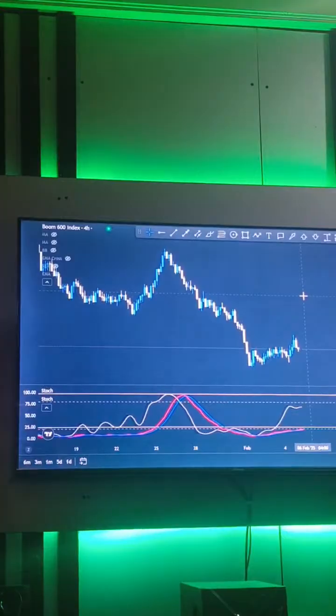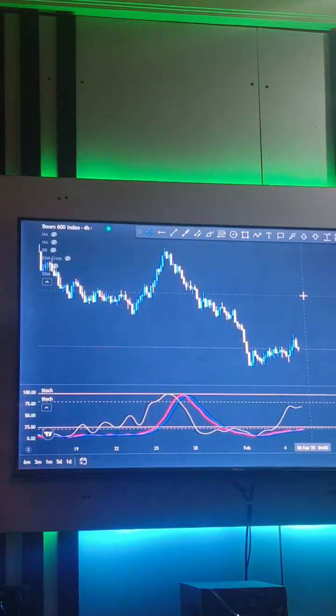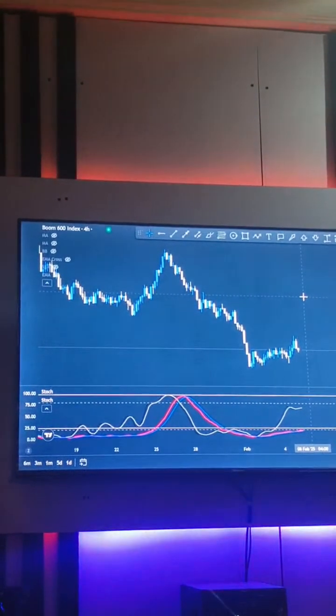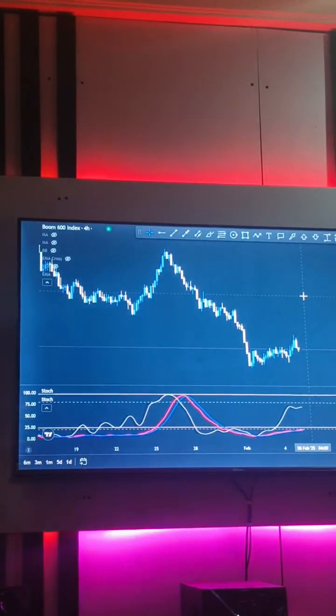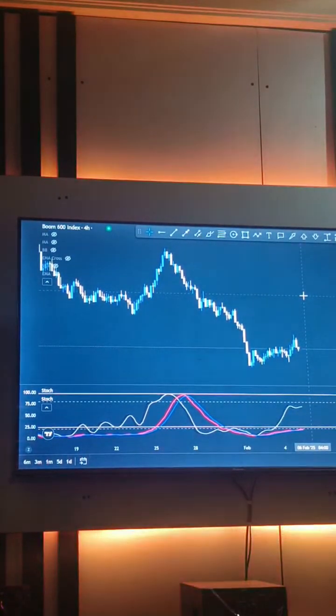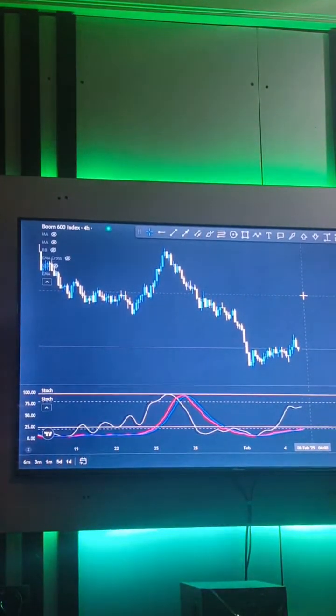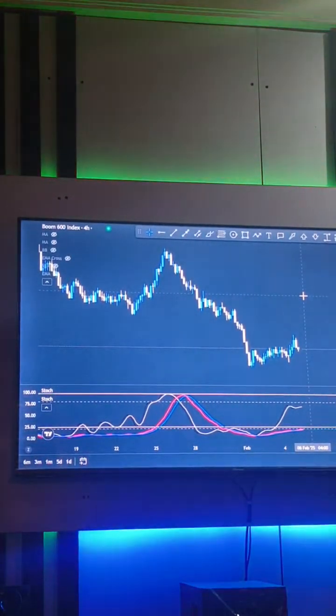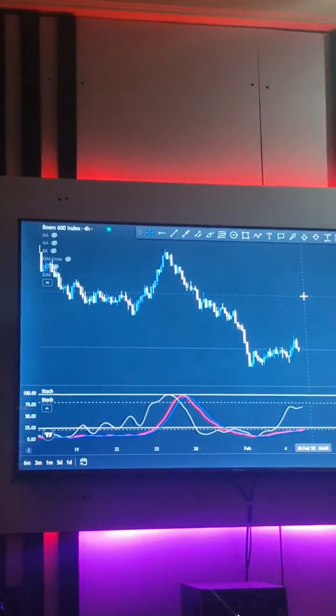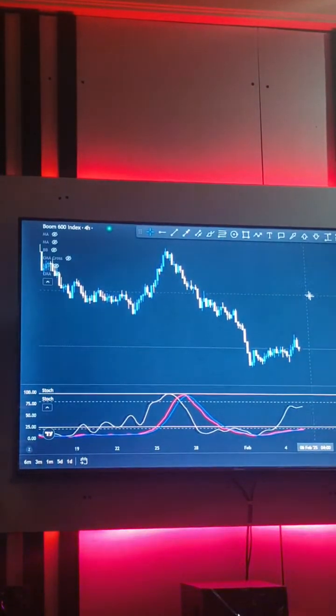We need to make sure our structure is in line. 1 hour is for structure. 4 hours is for strength. 24 hours is for support and resistance. Are you writing it down? 24 hours for support and resistance or key zones. 4 hours for market direction. 1 hour for the structure in line with that market direction.